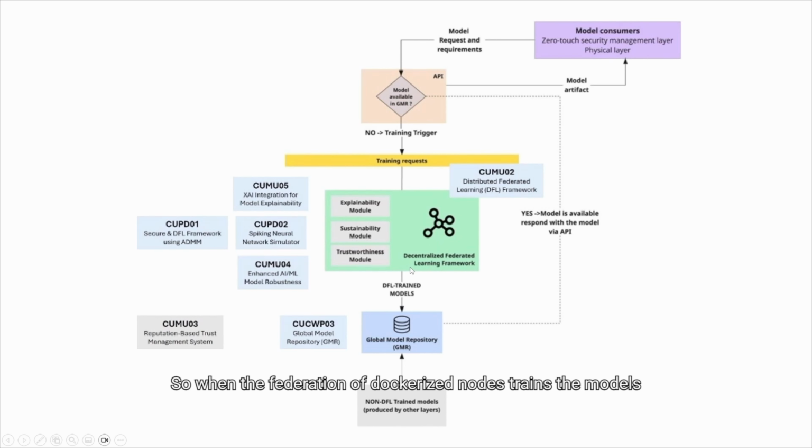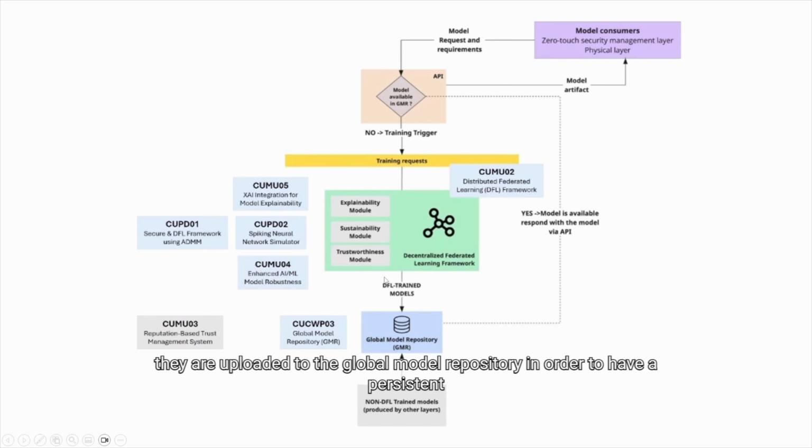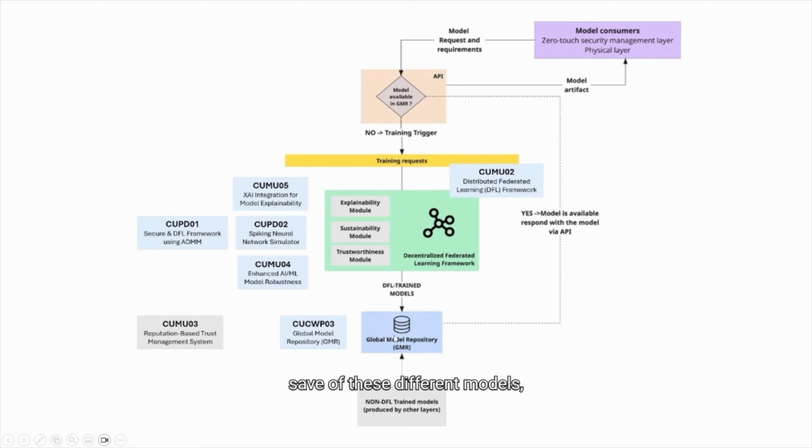So when the federation of Dockerized nodes trains the models, they are uploaded to the global model repository in order to have a persistent save of these different models, metrics, logs, etc. so they can be retrieved by other partners.